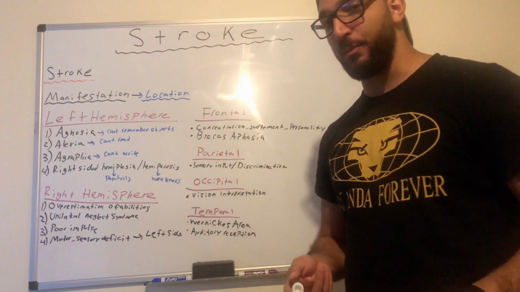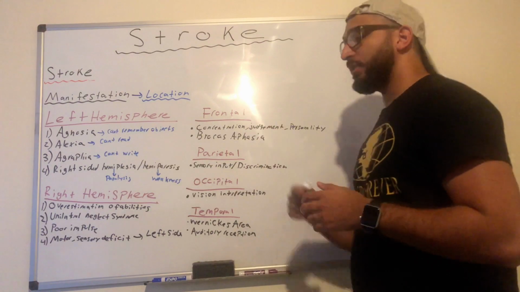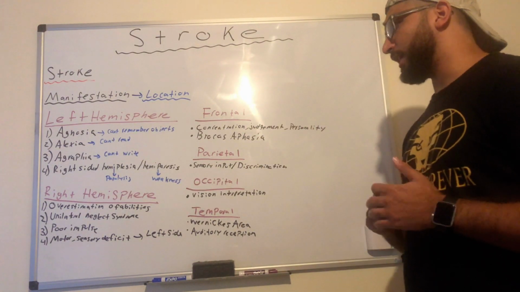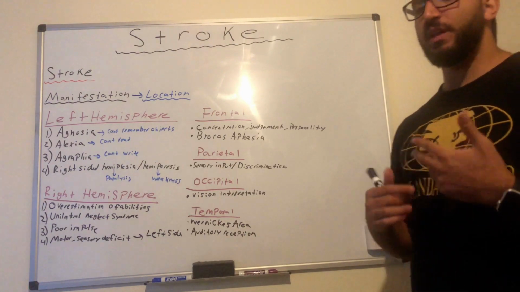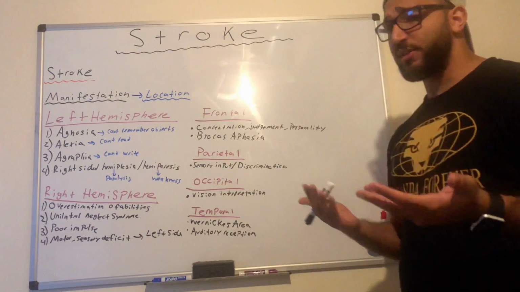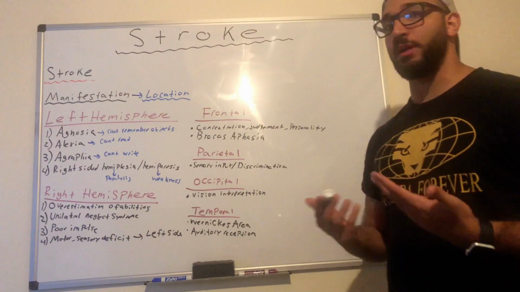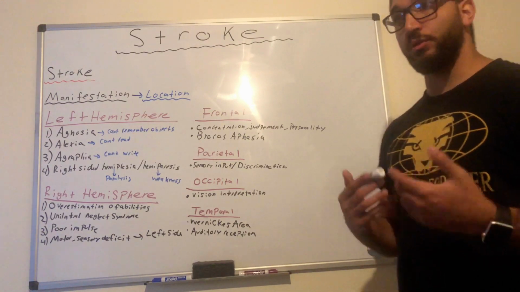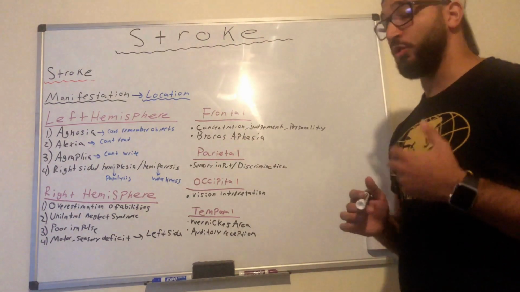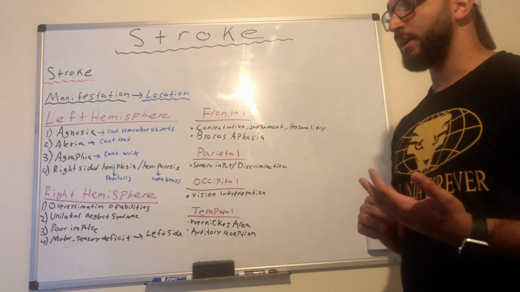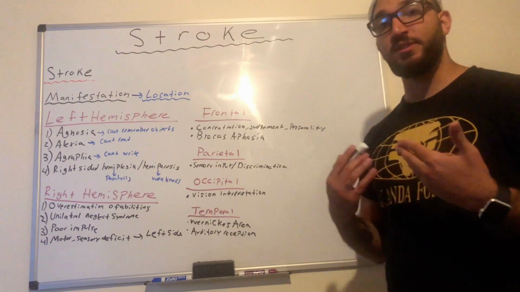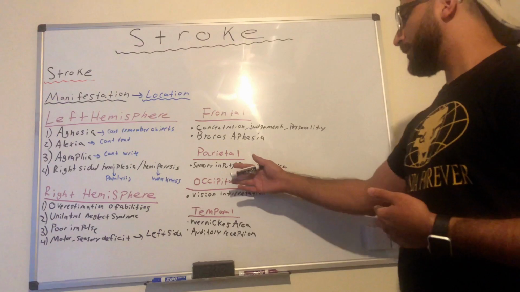and they might have left-sided hemiplegia, left-sided hemiparesis. Within the frontal lobe, if there's a stroke in this area, they're going to have difficulty with concentration and judgment. Also, their personality may change. This is also where Broca's area is within the frontal lobe. So they're going to have difficulty speaking. They're going to be saying short phrases, and what they're saying is not going to make sense.